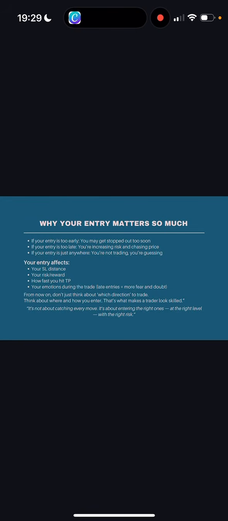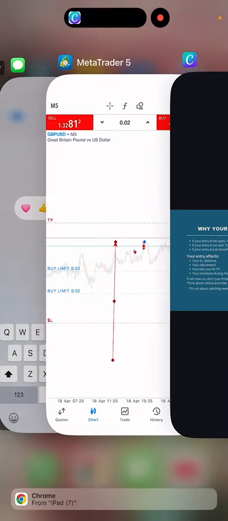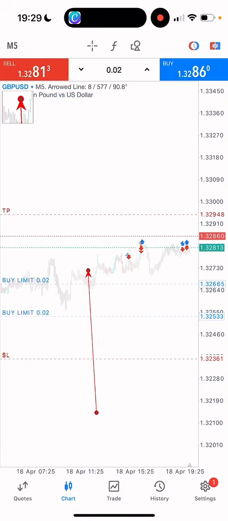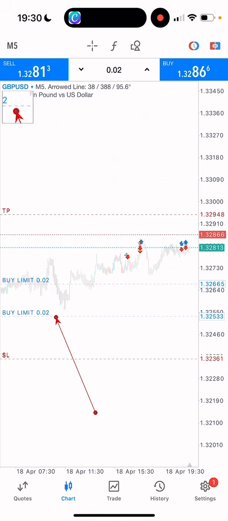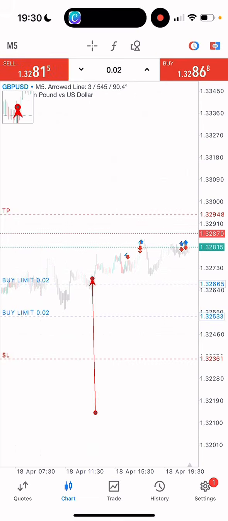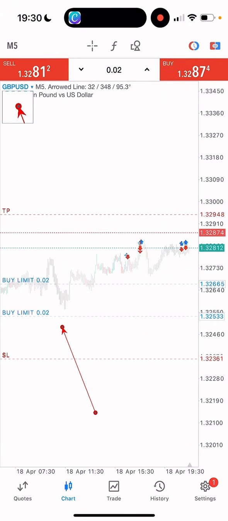Look, I'll advise you, it's even better to enter closer to the SL than to enter further from the SL. So let's just imagine they gave you a trade. Let's just say this one here was the initial trade that was given. But when you came to the market, you came to look at the chart, and this was where the trade was showing.